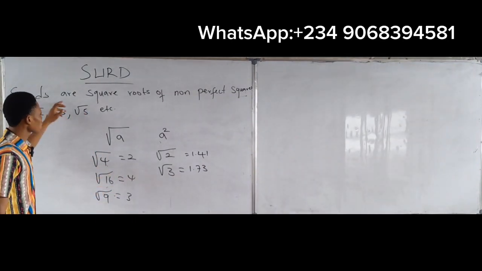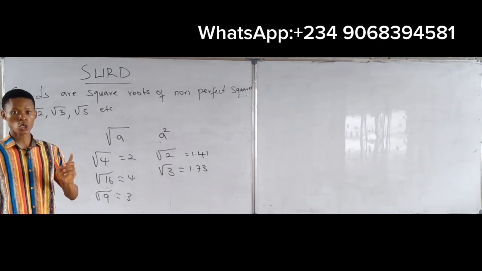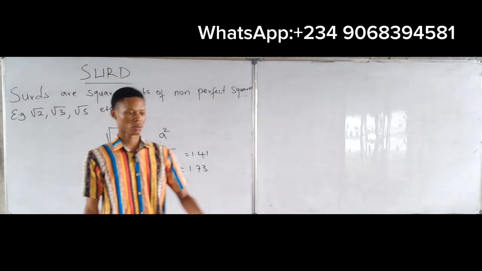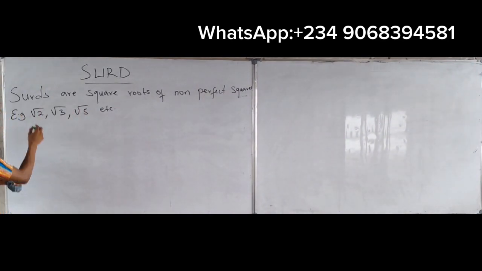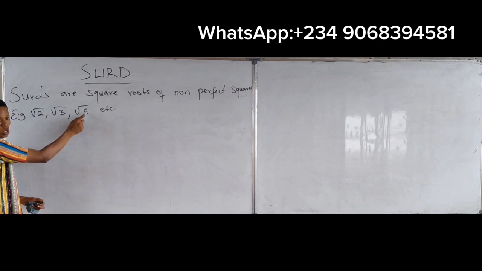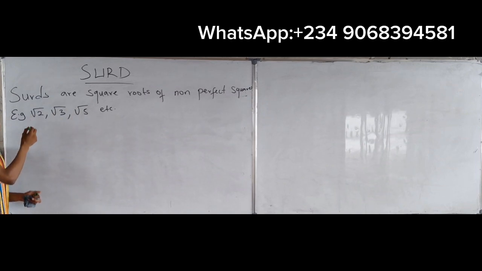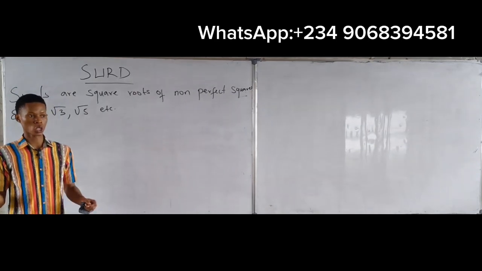Now, surds are square roots of non-perfect squares. For example, root 2. Since 2 is not a perfect square, the square root of a non-perfect square is a surd. So these are surds. Do we get that? So it's not a big word. Anytime you hear surd, just think square root of a non-perfect square.